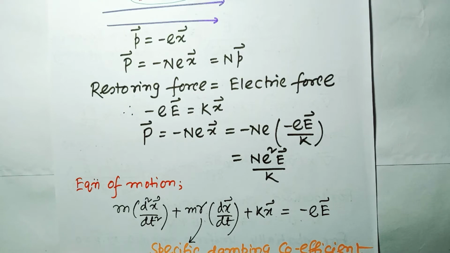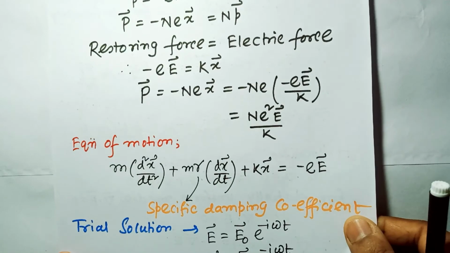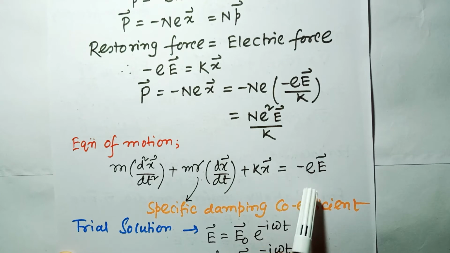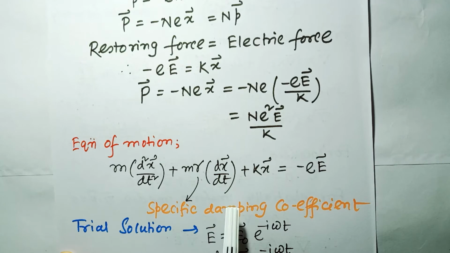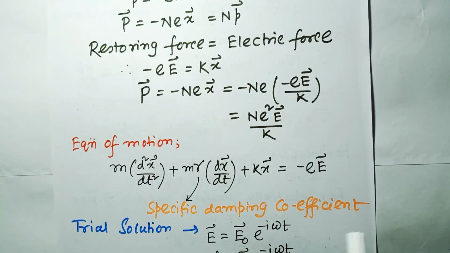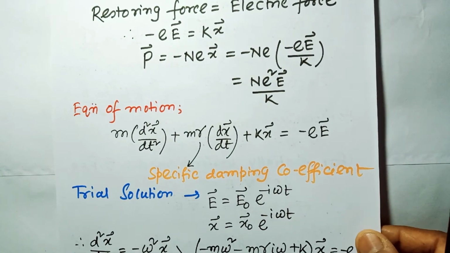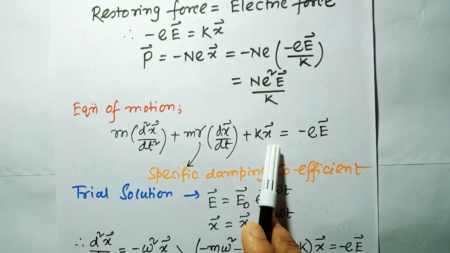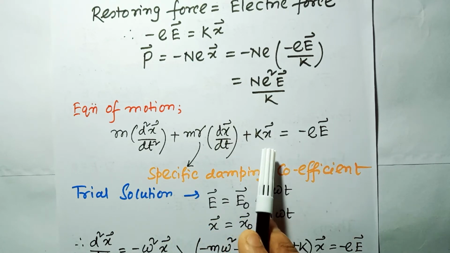Now the differential equation for this localized charge distribution will be like m times d2x by dt2 plus m gamma dx/dt plus kx is equal to minus eE, because the m gamma dx/dt is the frictional damping term, and gamma is called the specific damping coefficient. We can take some harmonic solution of this equation. So this is our equation of motion: m d2x by dt2 plus m gamma dx/dt plus kx is equal to minus eE. This is for the restoring force.